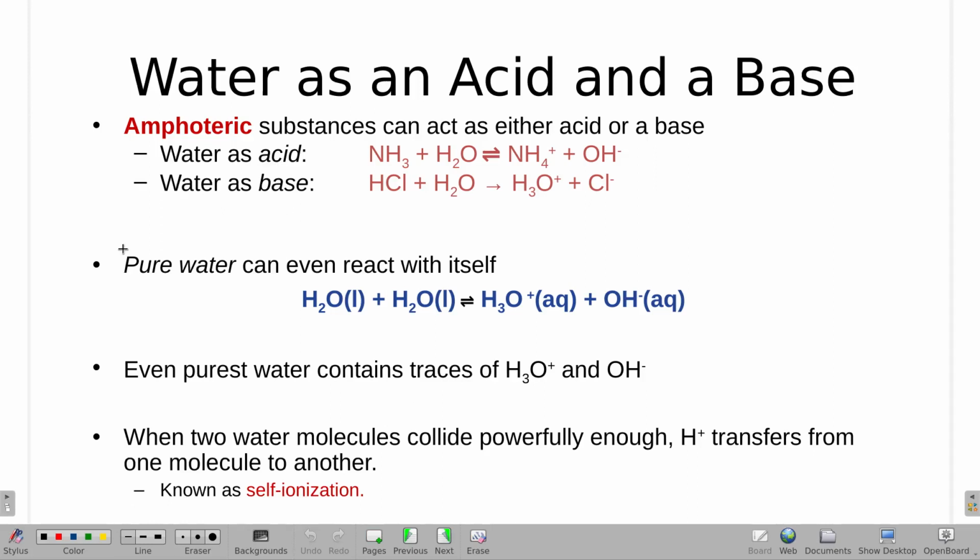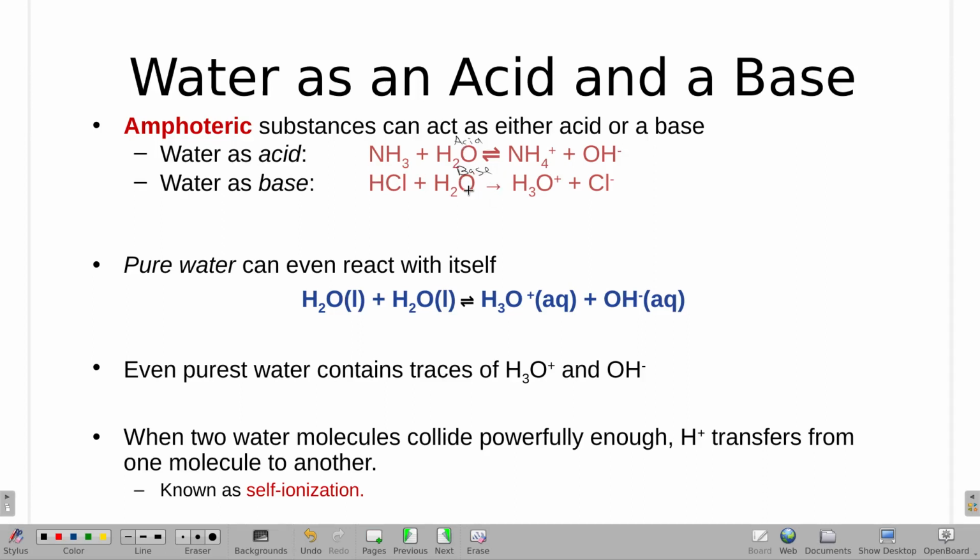Alright. Neat thing is, water itself can be an acid or a base. What I mean by that, we showed water acting as the source of the proton to donate to the NH3. Therefore, the water in this case was the acid. We also showed the other option where the H gets transferred to the water. Therefore, in this case, it's acting like a base.